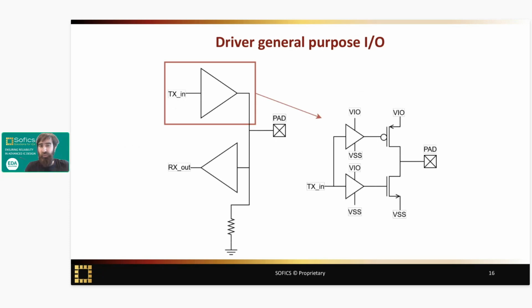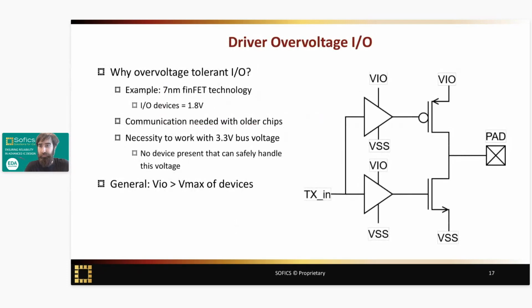So how does this driver look? Typically, it consists of two big MOSFETs connected to the path, which we call the driver, and then the pre-driver, which is basically a buffer so the core signal can be put on the gate of these MOSFETs to control them correctly. Now, that is a general purpose I/O.